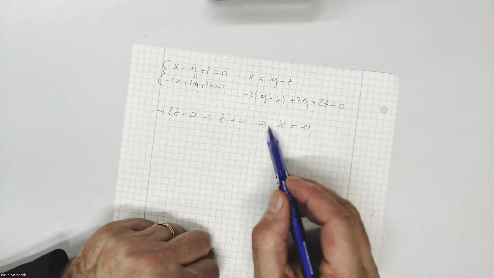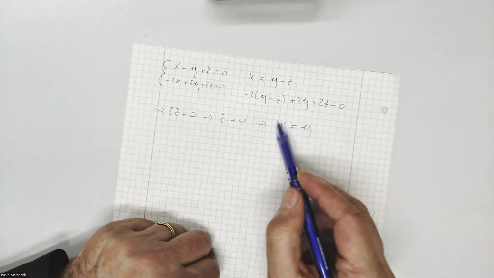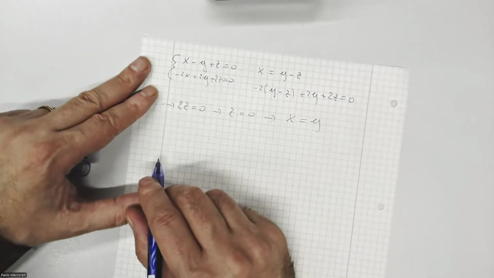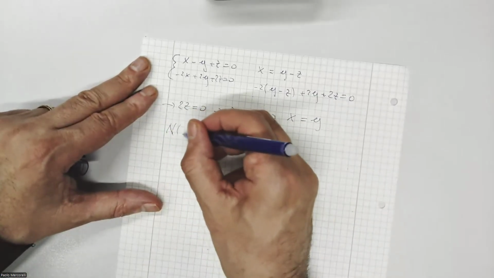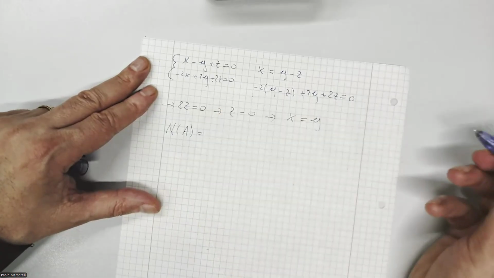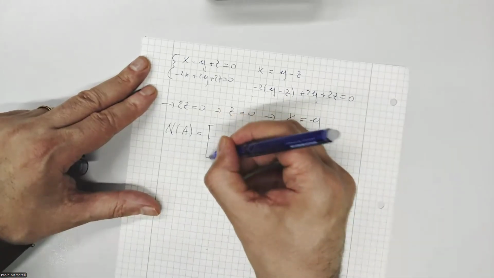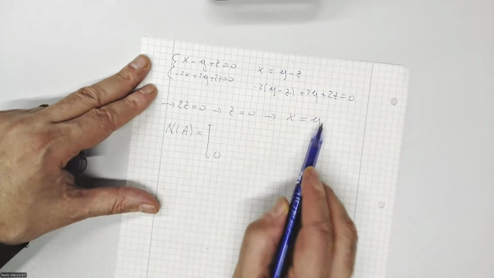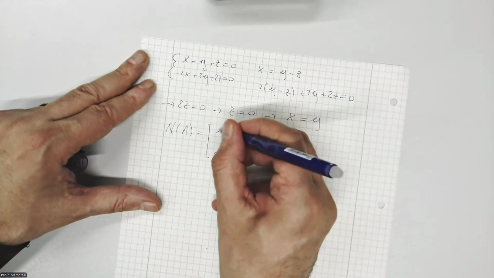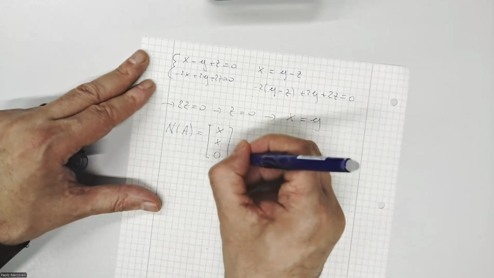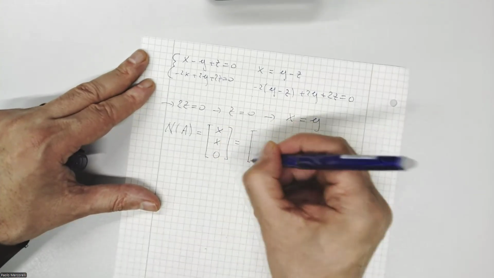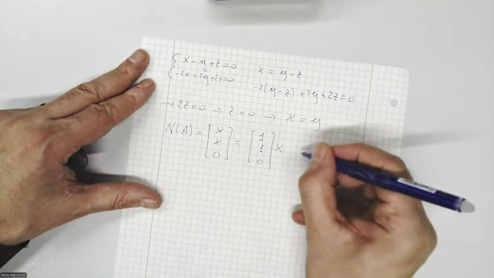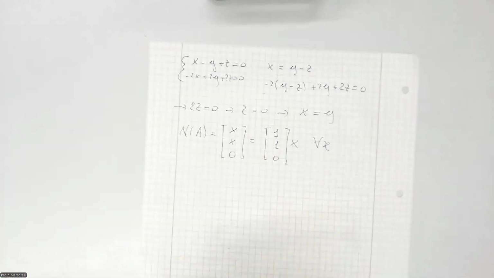This way we can see what the set is. This means the null space of A is the set with z equals 0 and x equals y. For instance, it can be written in this form. You remember this? For each x, think about it a little bit.